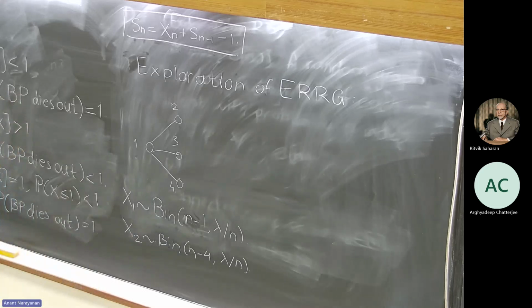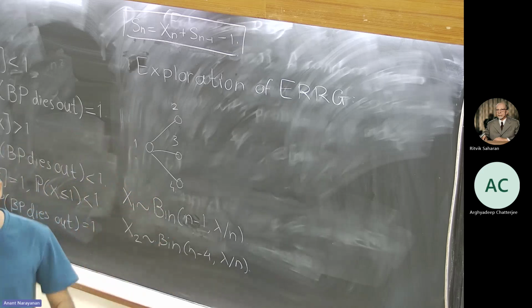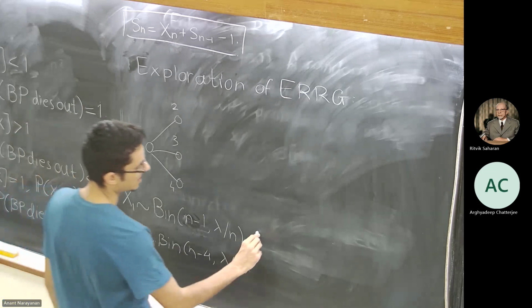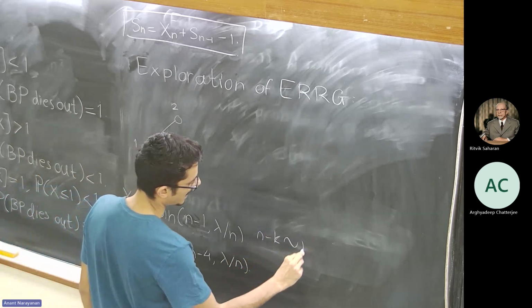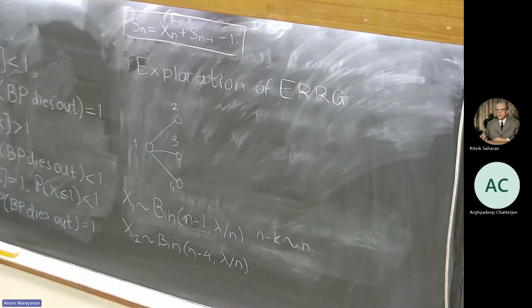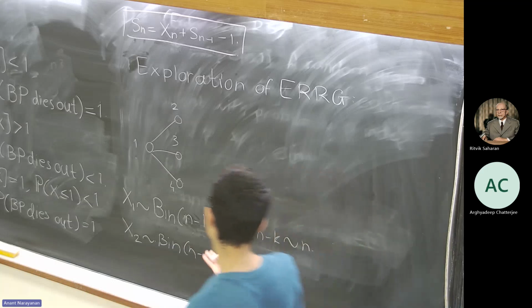So what you can argue in this case is that for a small enough timeline, the number of explored vertices is small, so n minus a behaves like n. I'll keep this approximation vague for the time being. But you can see that it does behave like a branching process with binomial(n, lambda by n).